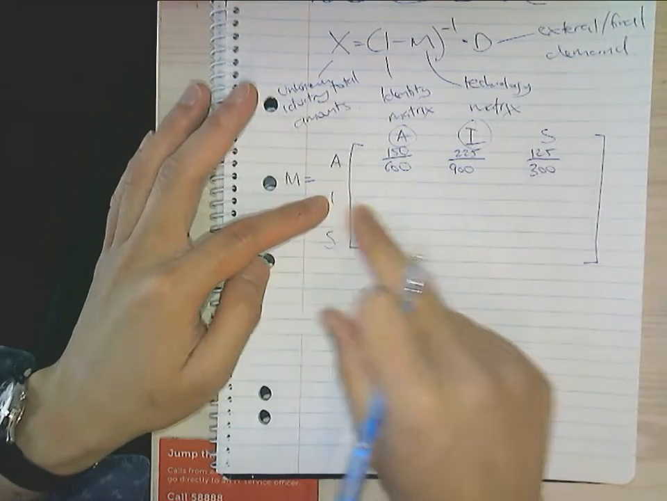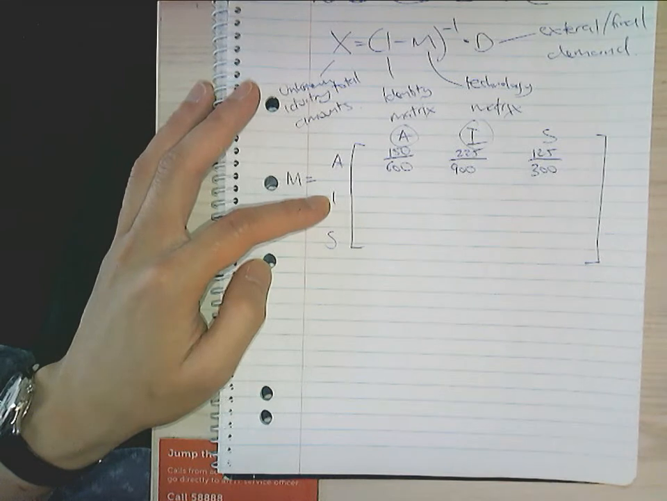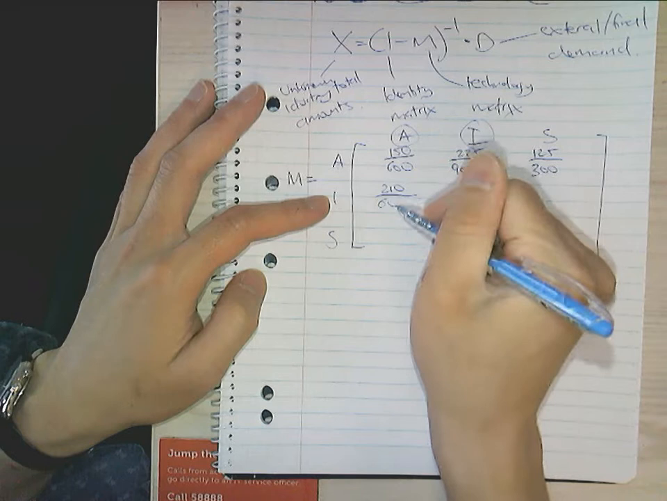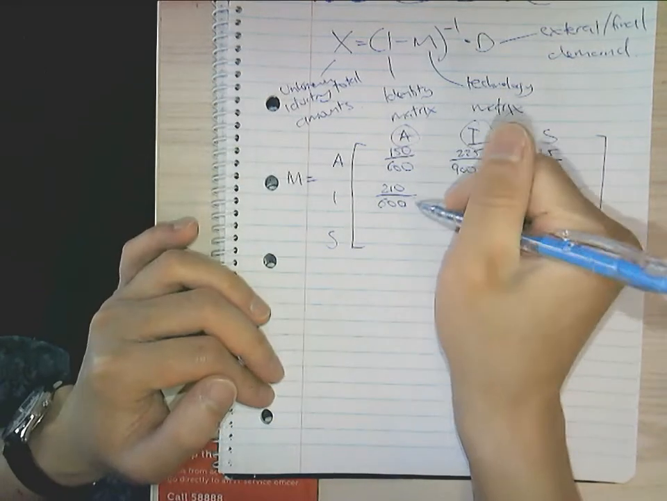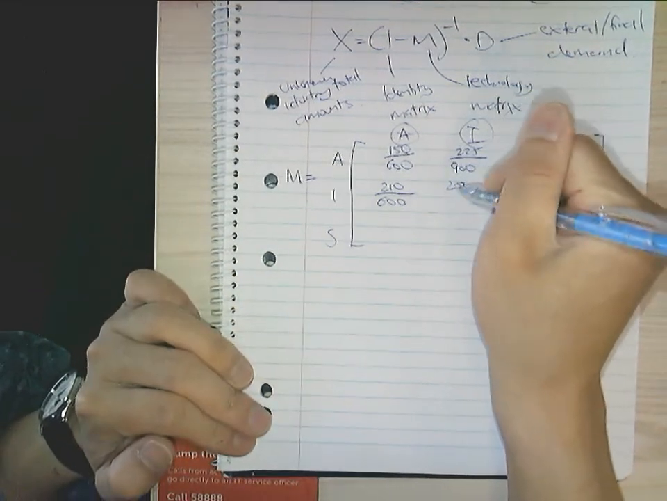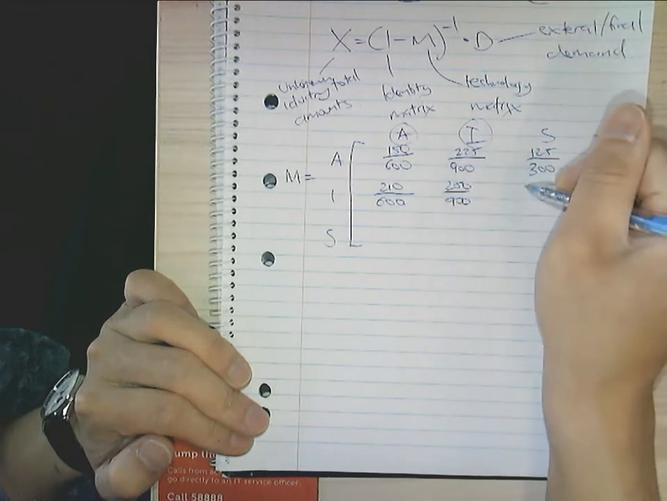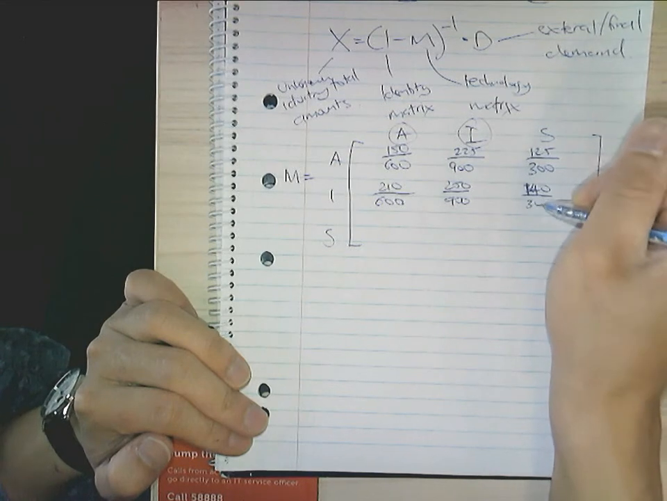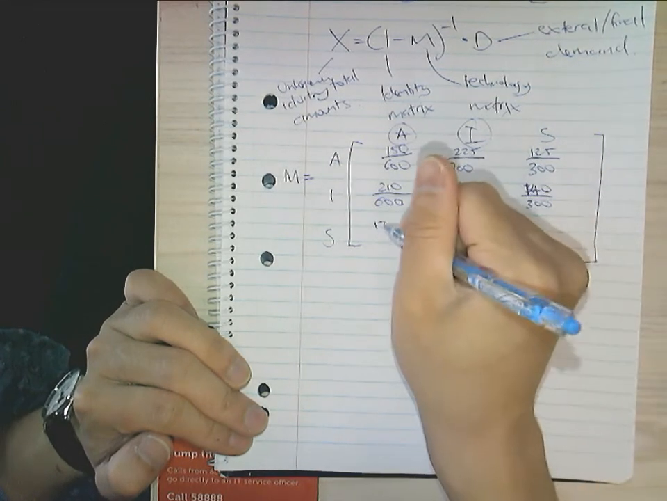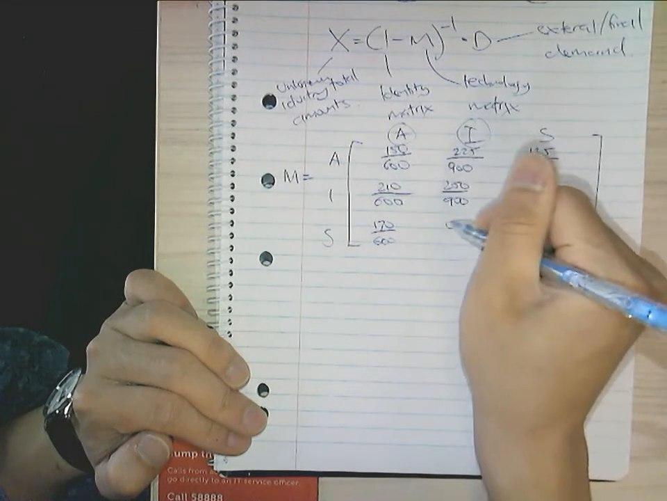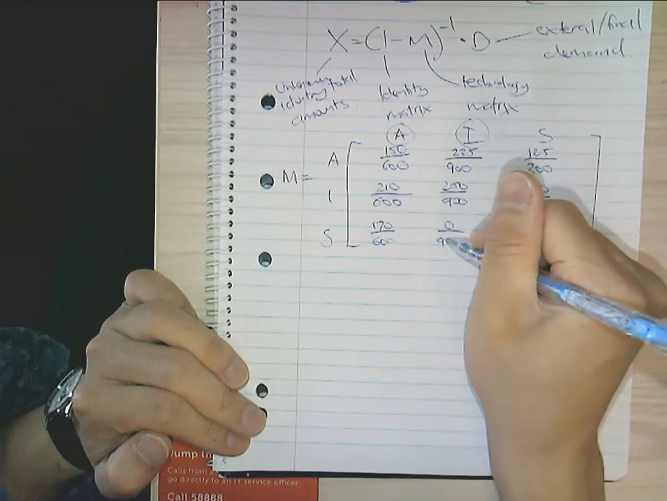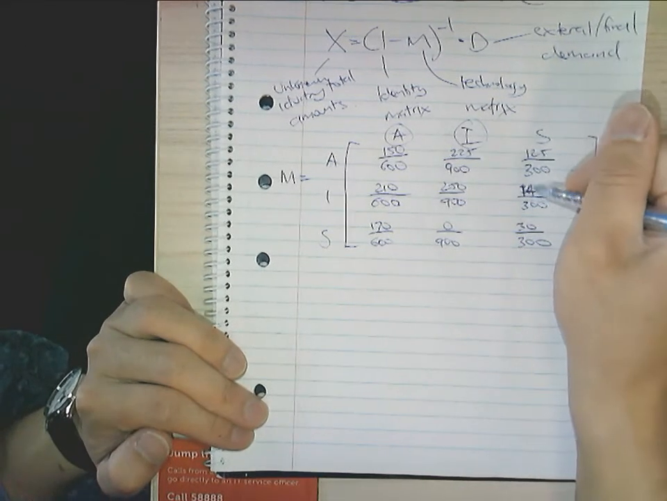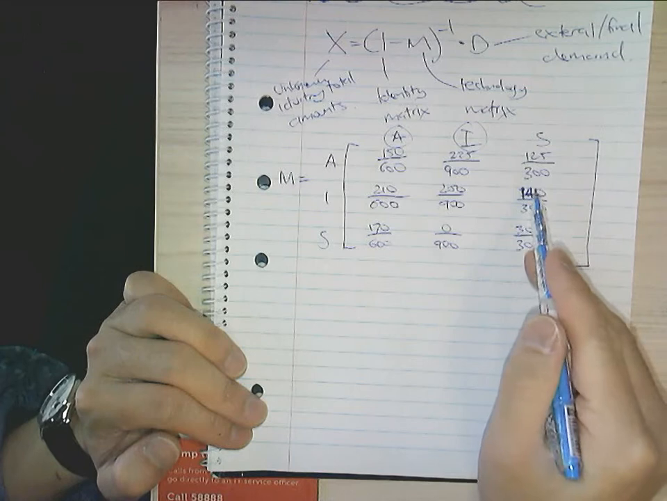Let's do one more. How much from I goes into A? 210. Divide by total A, 600. So I think you get this pattern here. I'm just going to keep on doing this. And I'll just keep on going. That's 140, by the way.